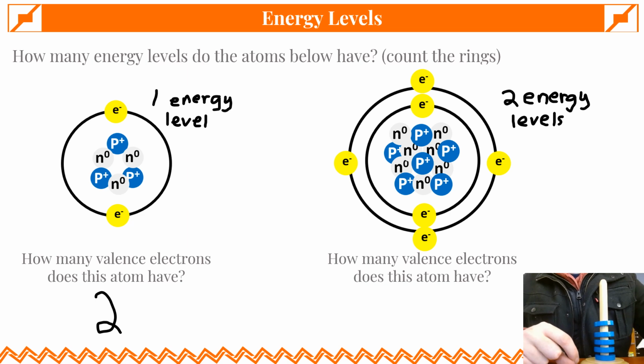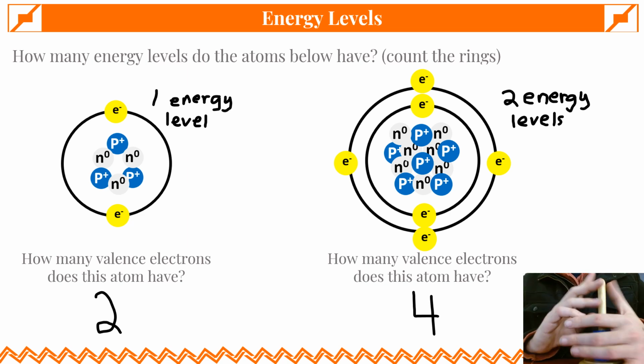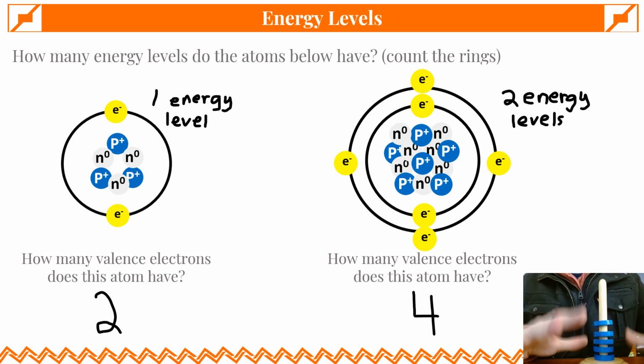For this atom over here, it's got 1 energy level, then a second energy level. So it's got 2 total energy levels. Its outermost energy level has 4 valence electrons. So valence electrons are really important. It's a very key topic that we want to remember for the future. We'll be returning to it a lot.